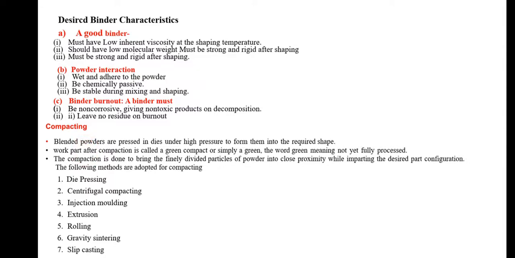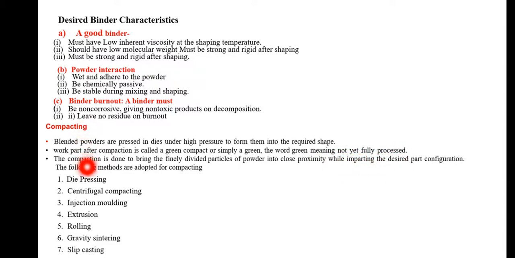Okay, compacting. See, blended powders, means when we mix the powder with the binders, are pressed in the dies under high pressure to form them into the required shape. When we mix the binders in appropriate proportions with the powder, that powder mixture is placed into the die to give the perfect shape and size. The work part after compaction is called a green compact, or simply a green. The word green means not yet fully processed.